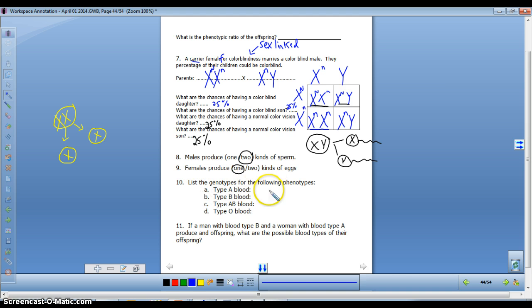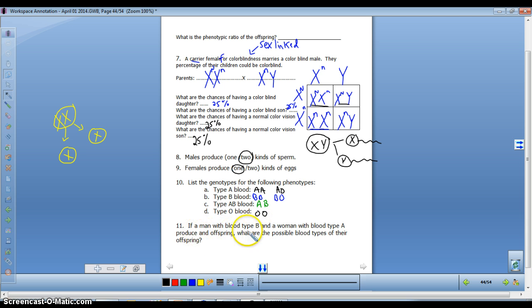List the genotypes for the following phenotypes. Okay, ready? Phenotypes. Type A blood could either be AA or AO. Type B blood could be BB or BO. Type AB blood could be AB. That's it. Having type O blood, it's OO.